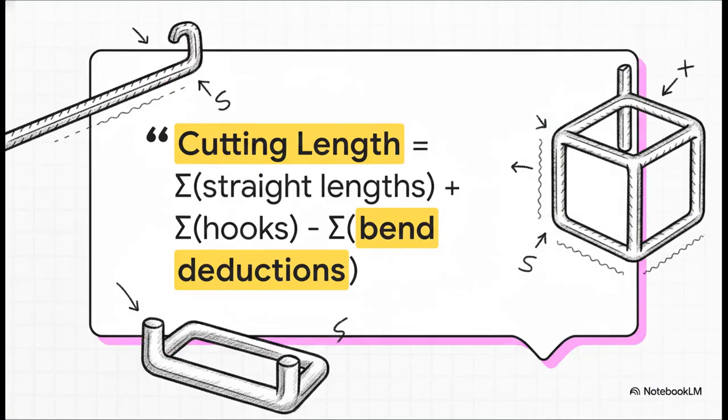Which brings us to part 3, the master cutting formula, the core equation of it all. Honestly, this right here is the single most important concept of this entire explainer. If you strip away all the jargon, every single BBS calculation, whether you're looking at a straight bar, a crank, or a stirrup, comes down to one master expression. You sum up all the straight outside dimensions, add the length of any hooks at the ends, and then you subtract the deductions for every single bend.